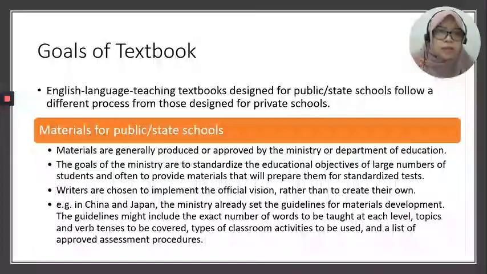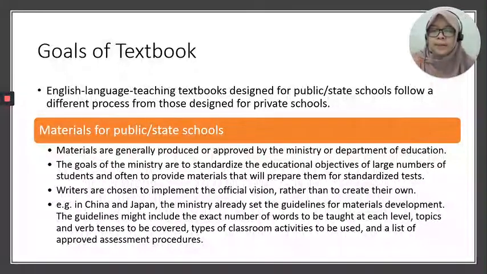In this case, of course, like the national exam, we don't know yet what kind of exam the students will have next year. We will wait for the government's policy then. And then writers are chosen to implement the official vision rather than create their own. So the material writers here are already given the vision, the mission, and the objectives from the government, from the ministry, without creating their own.